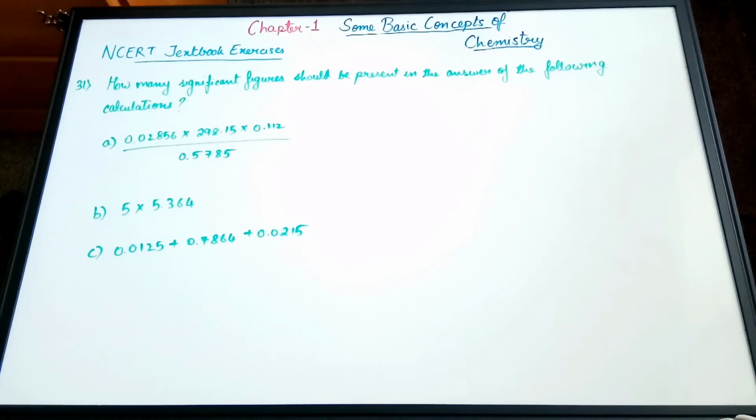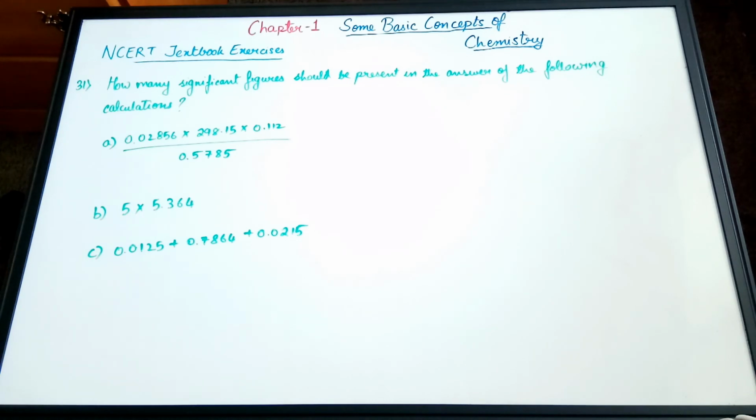Question number 31. How many significant figures should be present in the answer of the following calculation? So we need not calculate, we just need to figure out the number of significant figures. Now for addition, first let's go with multiplication and division. That's the first two. So for multiplication and division, the number of significant figures in our answer should be equal to the least number of significant figures which are present.